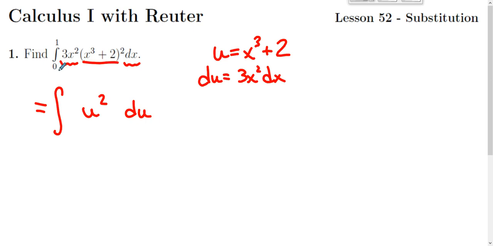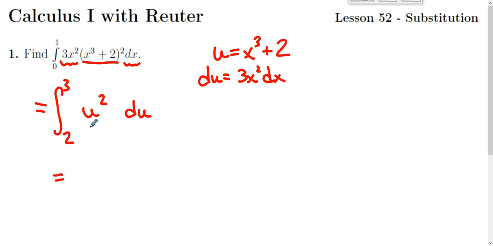Even these. When x is 0, what's u? When x is 1, what's u? And now, here's the big point. We recognize that the answer to this is the same as the answer to this. So we forget that this ever existed. It's gone. And we do this problem instead because this problem has the same answer.